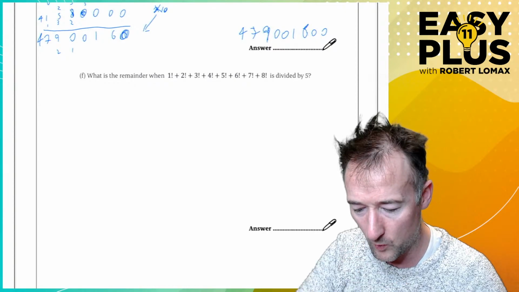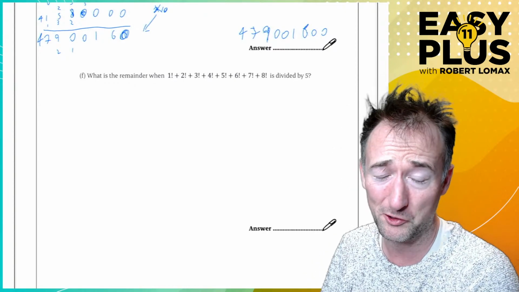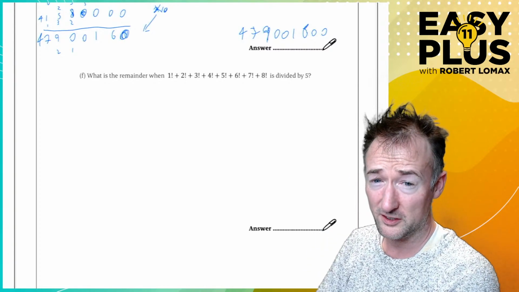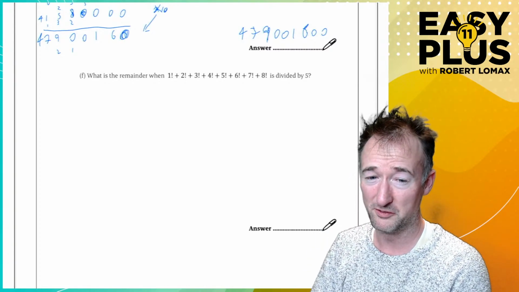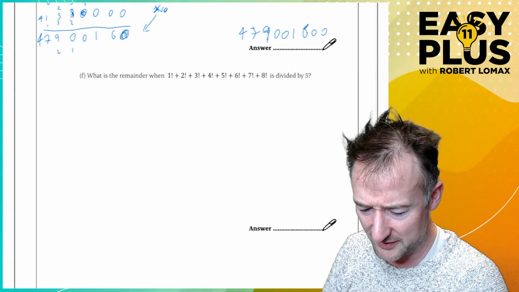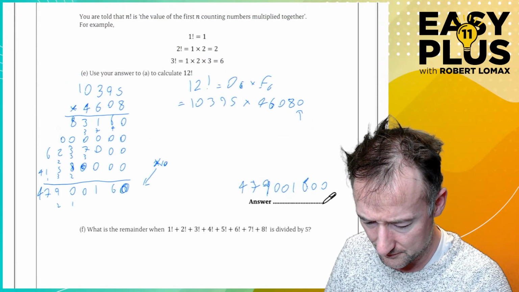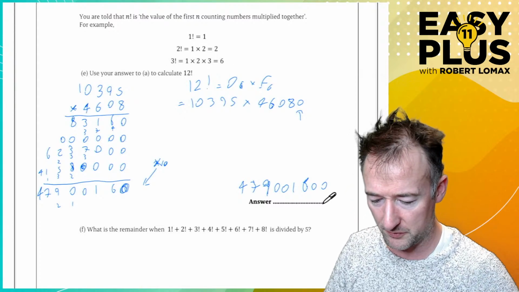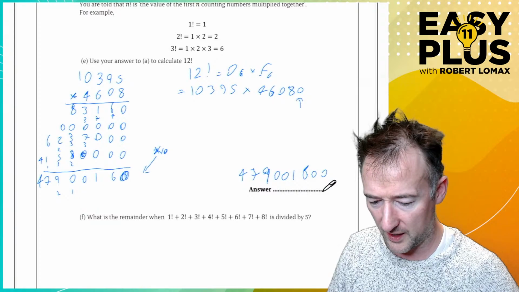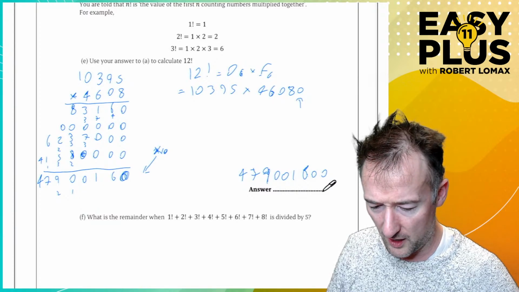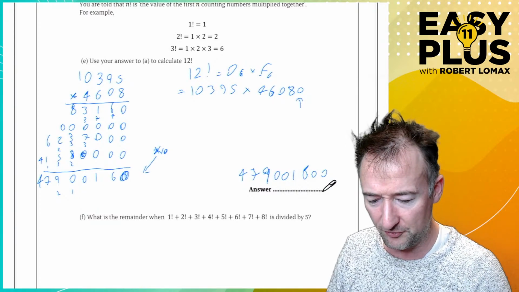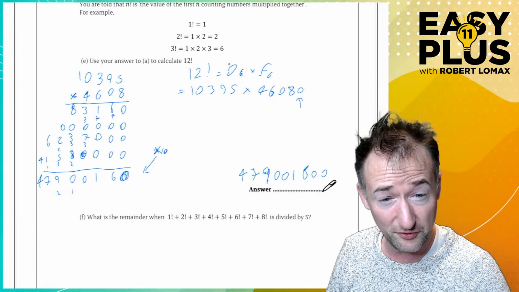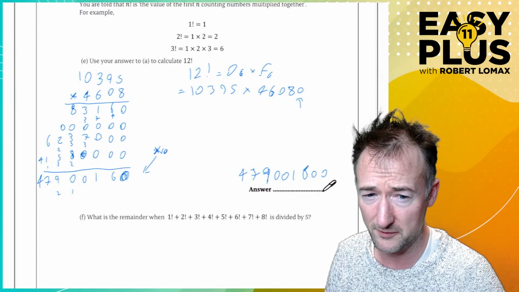What's the remainder when this massive row of factorials is divided by 5? So you're going to be really tempted to work all of this out and divide it by 5. But hang on, let's think about it a second. So we've got 3 factorial here: 1 times 2 times 3. But what happens if you carry that on a second? If we do 5 factorial, it's going to be 1 times 2 times 3 times 4 times 5.